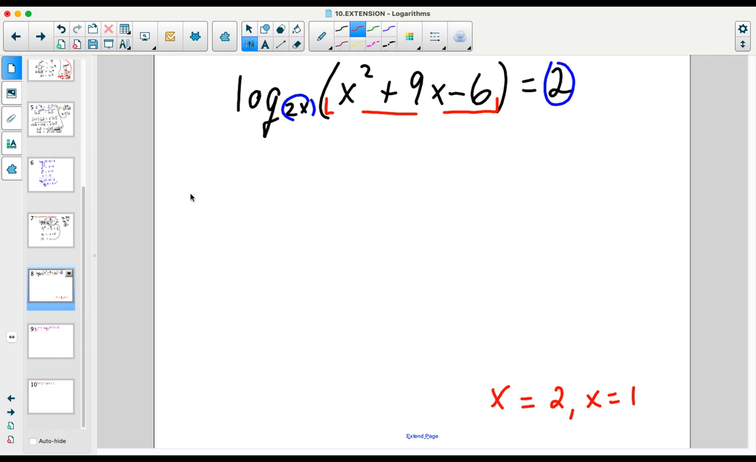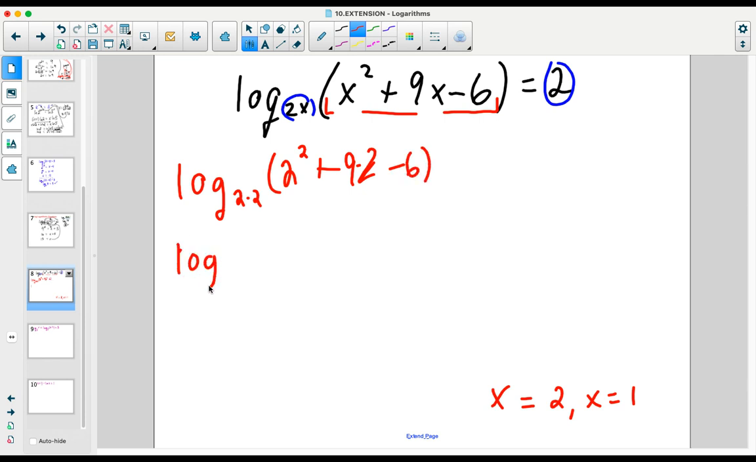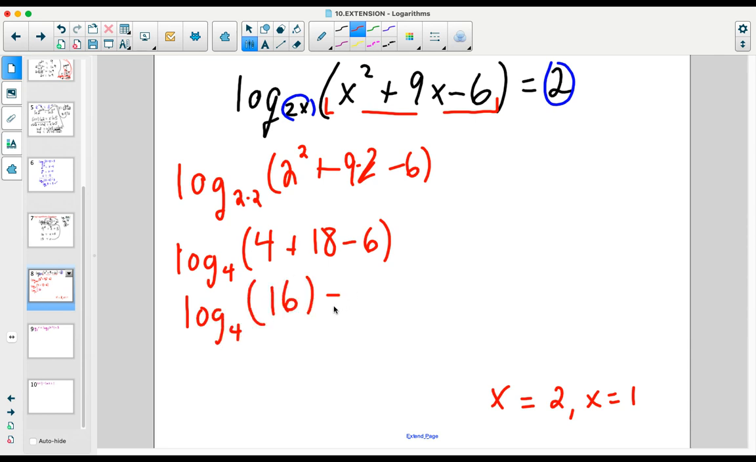back substituting. So let's first back substitute the 2. So we have log base 2 times 2 of 2 squared plus 9 times 2 minus 6. That's log base 4 of 4 plus 18 minus 6. That's log base 4 of 16, which is exactly what we saw in the last example too, and that checks out. So now let's check our other solution of 1.